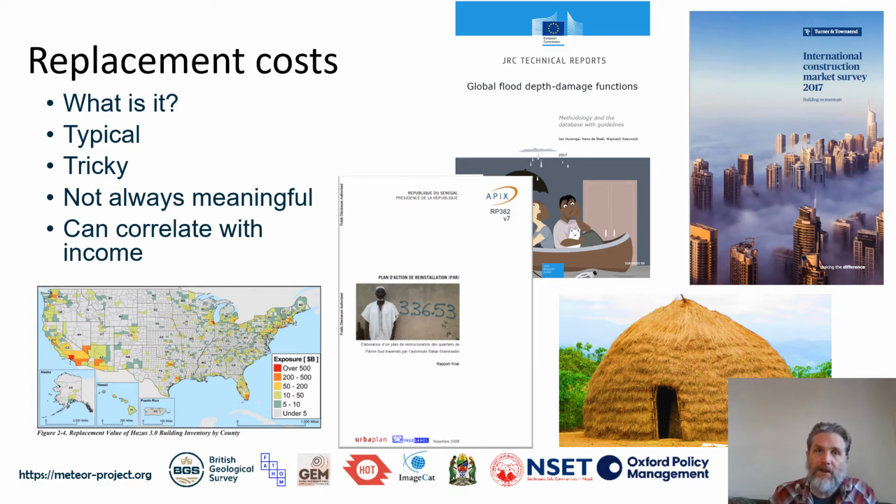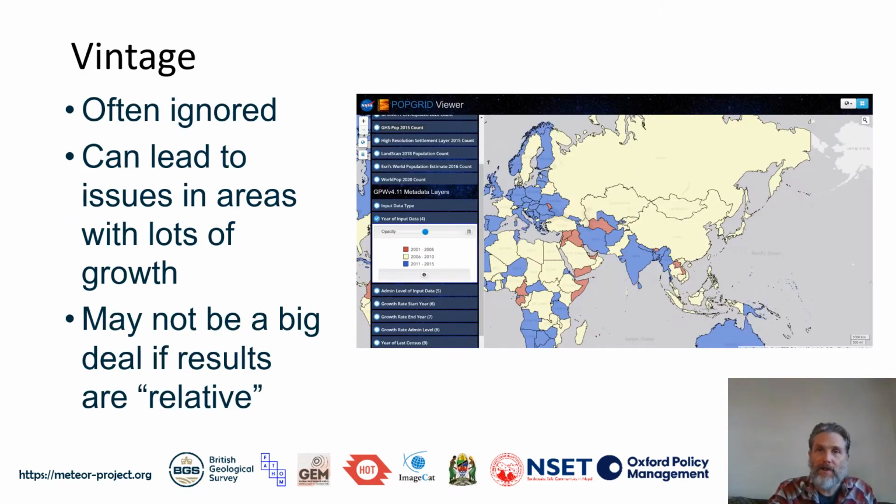Other sources, this JRC report here that has global depth damage functions also has valuation of structures based on GDP. Quite a clever method here that we've used in various circumstances. And then just looking at one of the regular pricing surveys by, generally speaking, would apply towards only the most robust construction.